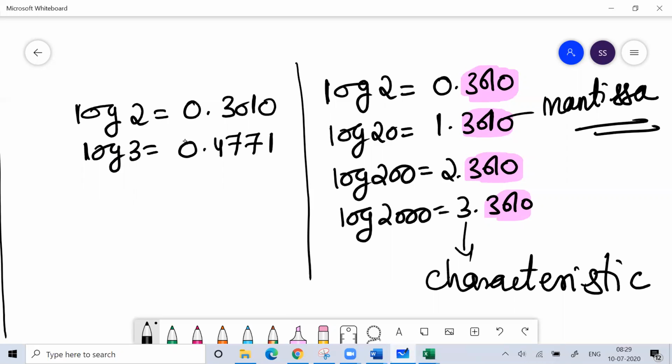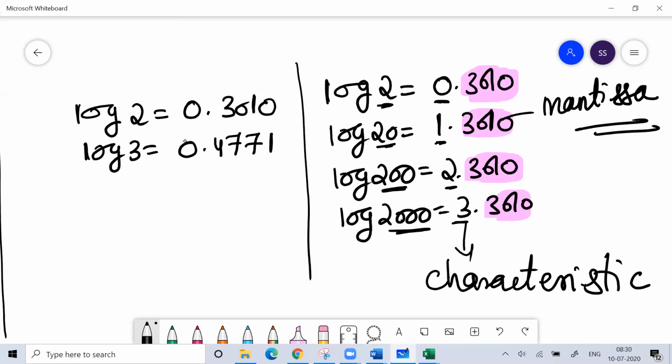How to determine the characteristic? To determine the characteristic, you count the number of digits before the decimal. Here 4 digits are there: 1, 2, 3, 4. Here 3 digits are there. Once you count the number of digits, the characteristic would be the number of digits minus 1. See, here 1 digit is there, so your characteristic is 0. Here 2 digits, the characteristic is 1. Here 3 digits, the characteristic is 2. Here 4 digits, your characteristic is 3.